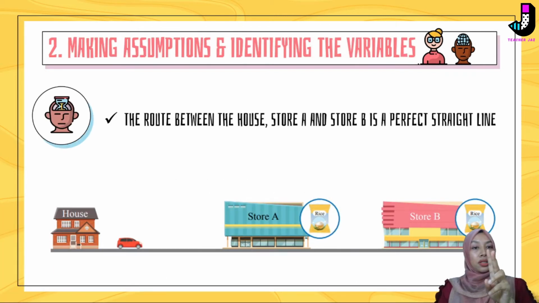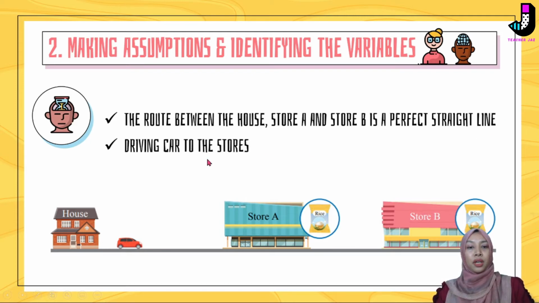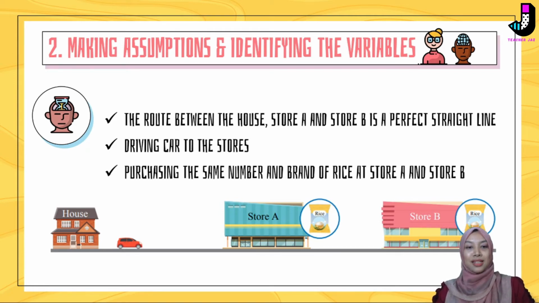Second one is you have to make assumptions and identify the variables. So what you can assume here, it may be the route between the house, store A and store B is a perfect straight line. You must assume this. And then maybe you drive a car to the stores, and also you have to purchase the same number and brand of rice at store A and store B. Kalau tak sama bilangan dan tak sama jenis beras, macam not fair lah, macam mana kita nak banding.